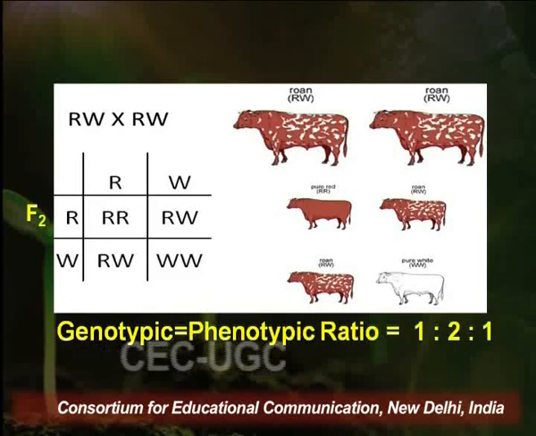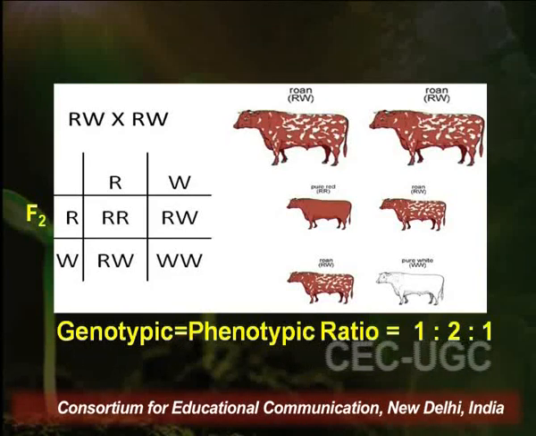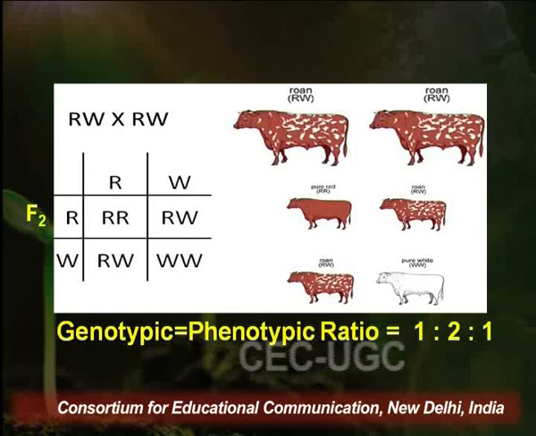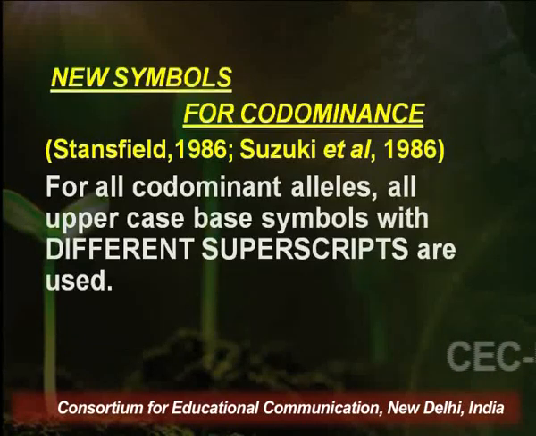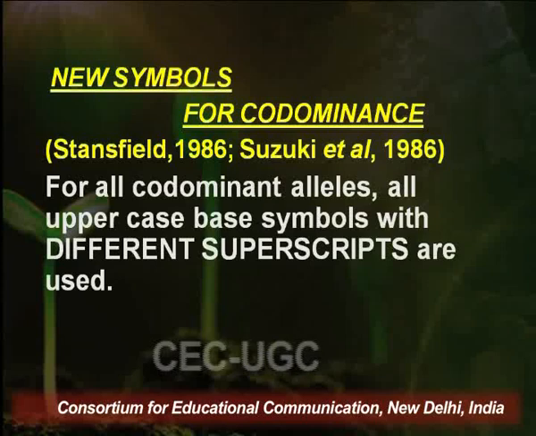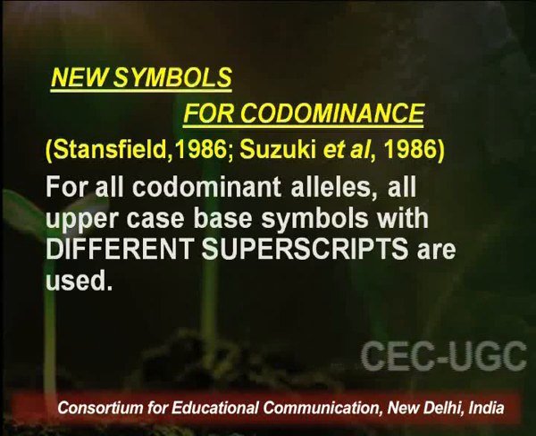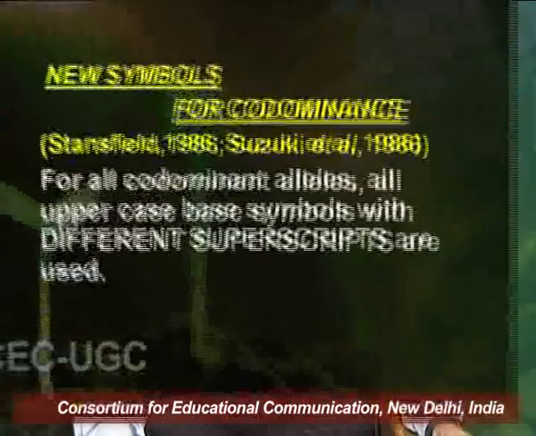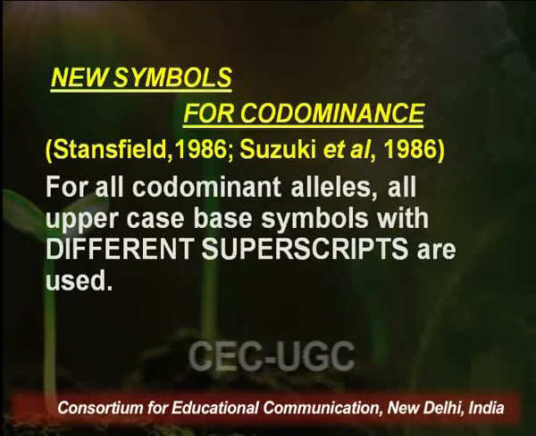Likewise, if in the next generation both the roans were bred, we would obviously find the ratio being 1:2:1, that is, 1 pure red, 2 roans, that is 50% red, and 1 pure white. In this case also we need a new set of symbols to signify codominance, and this idea was given by Stanfield and Suzuki and co-workers. They say that for all the codominant alleles, uppercase base symbols with different superscripts should be used.